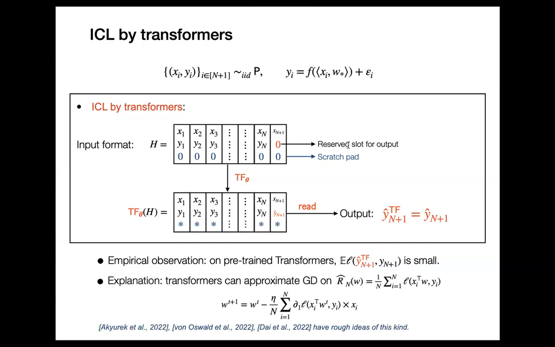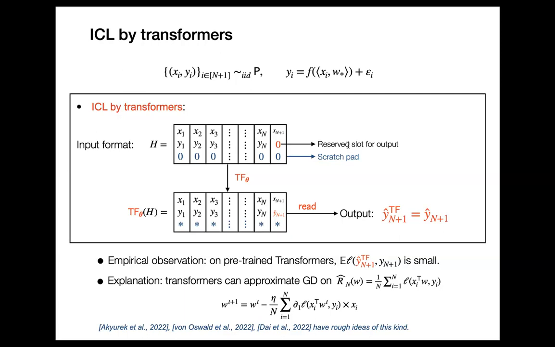Okay, and why can this transformer perform in-context learning? One popular explanation is that the transformer can approximately implement gradient descent on the empirical risk. By the way, this explanation has floated around in the last year, and there are several papers that try to make this gradient descent explanation formal. They have rough ideas of this kind, and at first we try to make this idea complete.